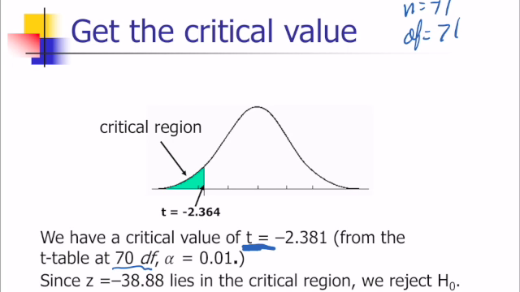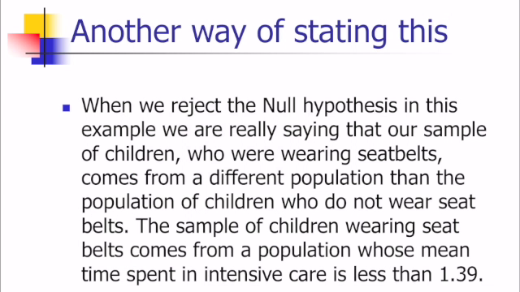Since negative 38.88, that'd be like way over here, lies in our critical region, we reject the H naught and conclude that seatbelts seem to be helpful. Well, we all knew this, right? So another way of stating this is when we reject a null hypothesis, we're really saying that our sample of children who were wearing seatbelts comes from a different population than those who are not wearing seatbelts, right? The sample of children wearing seatbelts comes from a population whose mean time spent in intensive care is less than 1.39 days.